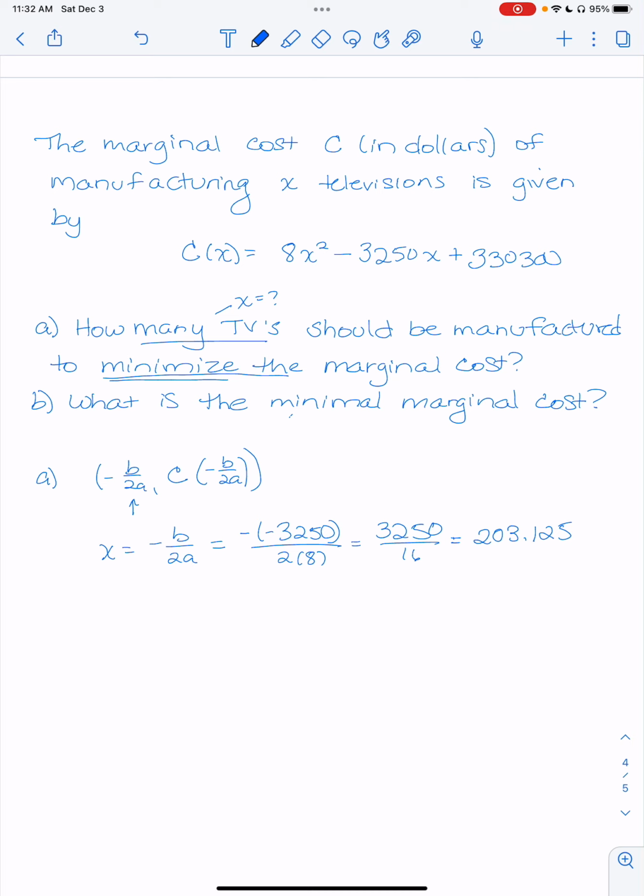Now for a moment, we need to come back to the real world. It's nice that I have an x value there. But in the real world, I can't make 203.25 televisions. I can only make a whole television. So in this case, I'm going to round to the nearest television. I'm going to say 203 TVs should be manufactured to minimize the marginal cost.